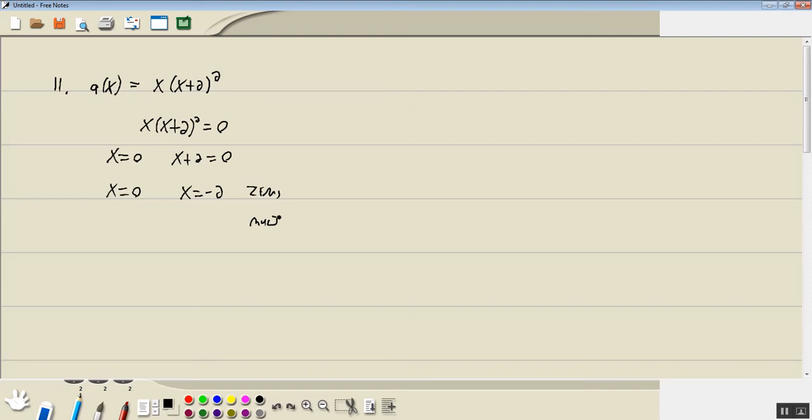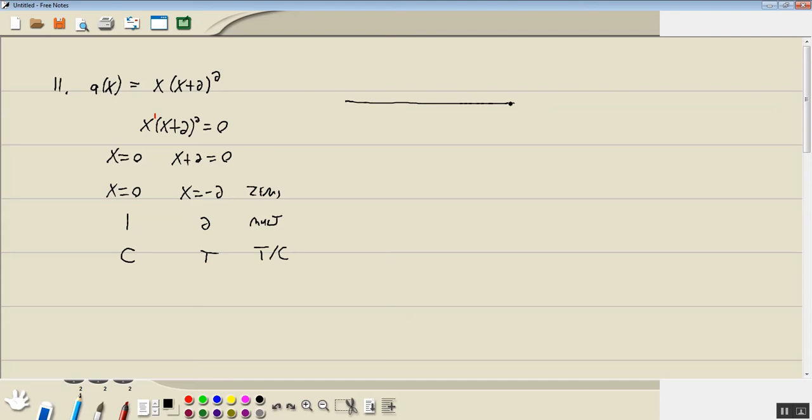Now let's talk about multiplicity. Multiplicity is whatever the power is on the factor. The x plus 2 had a power of 2. The x didn't have a power, but if we were to put a power there, it would be the first power. When your multiplicity is 2, that means it's touching the x-axis, and we'll talk more about that. If it's 1, that means it's crossing.